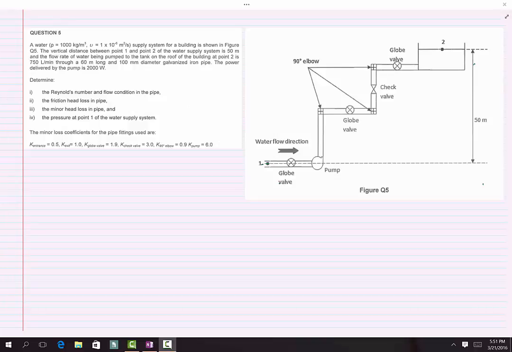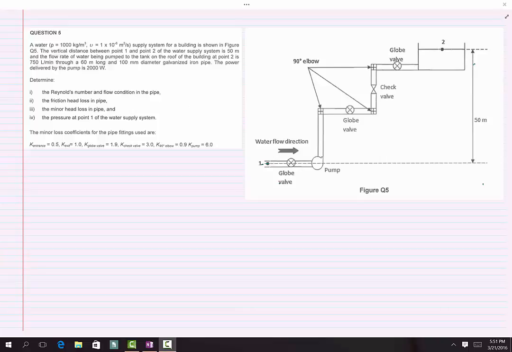So question 5 from September 2013, MEC241. A water supply system for a building is shown in figure Q5. The vertical distance between point 1 and point 2 of the water supply system is 50 meter, and the flow rate of water being pumped to the tank on the roof of the building at point 2 is 750 liter per minute through a 60 meter long and 100 mm diameter galvanized iron steel pipe. The power delivered by the pump is 2000 watt.